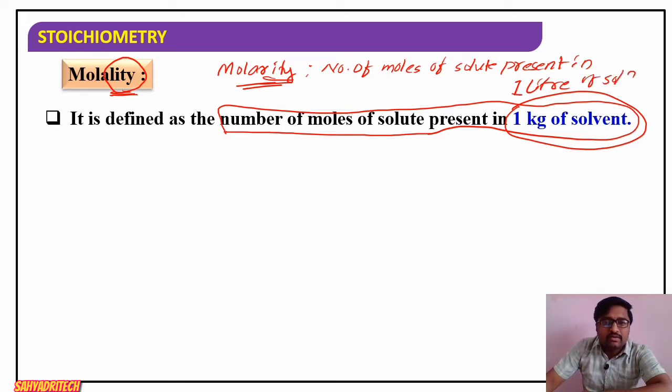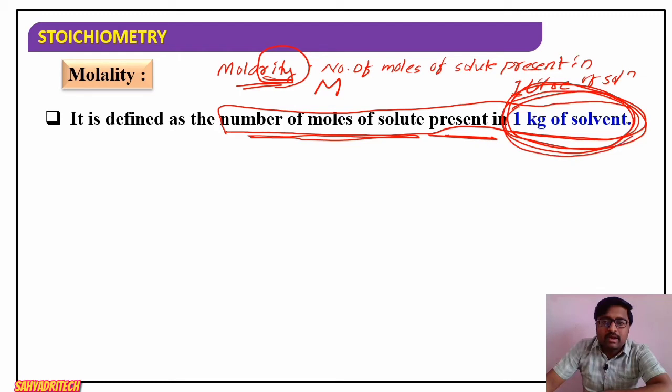Yes or no? So molarity, how we defined it? Number of moles of solute present in 1 liter of solution. It is the molarity, capital M. Now molality, what is molality? Molality is the number of moles of solute present in 1 kg of solvent.